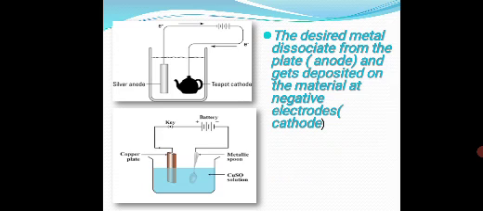Here we have a teapot as the cathode because it has to be plated, and we will use a silver layer for coating, and that silver layer will be placed on the anode. When the electric current passes through the solution, the silver particles will dissociate from the anode and they will start depositing on the cathode, and the teapot will be silver coated.